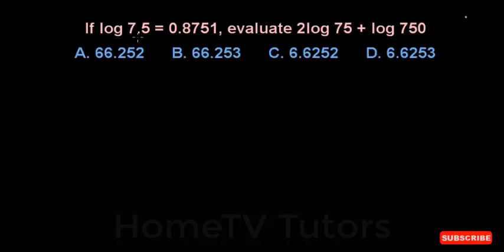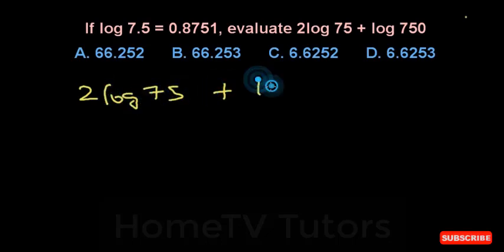If log 7.5 is equal to 0.8751, then evaluate 2 log 7.5 plus log 750, given these answer options A, B, C, and D. Okay, so let's solve. We are to evaluate 2 log 7.5 plus log 750. Remember, this is JAMB mathematics. You may not need to write all this. You just start solving immediately.